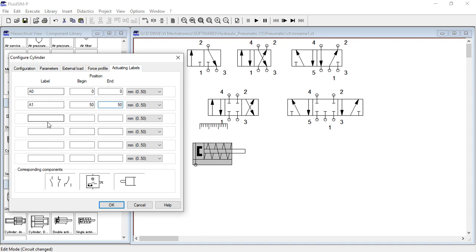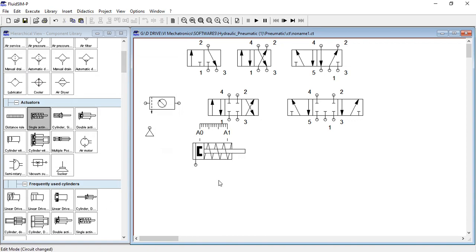So these are the labels set. Sensors are A0 and A1. This will be used to actuate a certain next sequence. Okay, so this is how we configure. You can see here your piston cylinder arrangement and the ruler comes. This ruler will always be set to this point so that we can show the retracted position by A0 and extracted position by A1. This is how we configure the actuator. Understand? So this is a single acting cylinder.